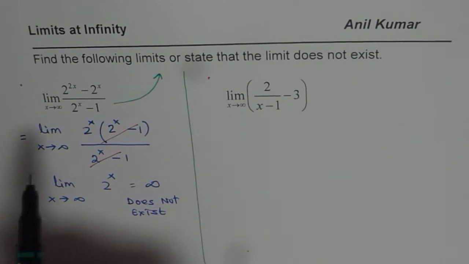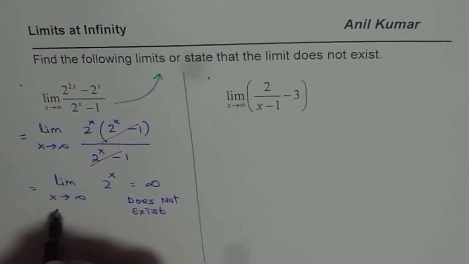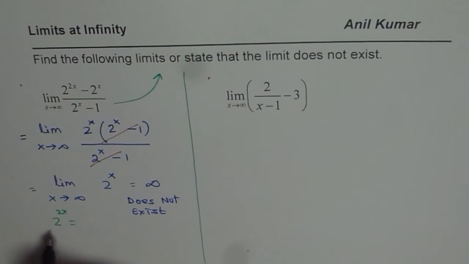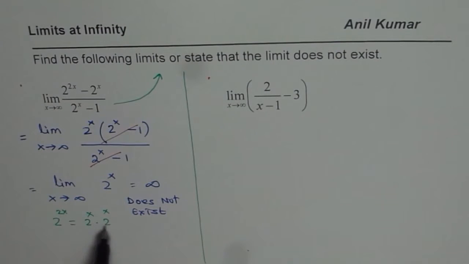Now again, let me explain how I factored that. What is the meaning of 2 to the power of 2x? Let me write this clearly. 2 to the power of 2x is 2 to the power of x times 2 to the power of x. When you multiply with the same base, you add the exponents. x plus x is 2x, correct? So when I factored one of them out, I was left with 2 to the power of x. I hope that helps you understand this point also.